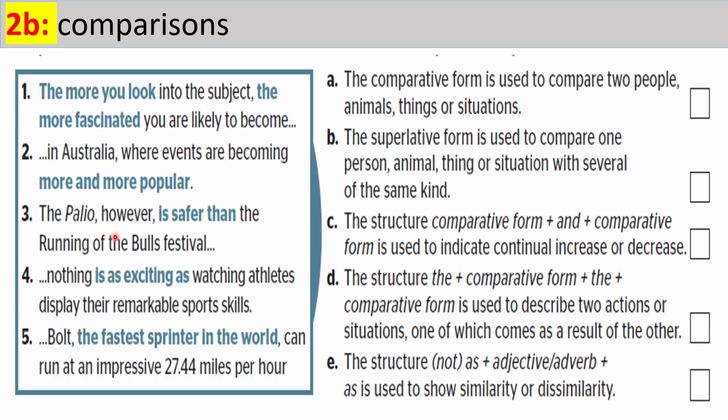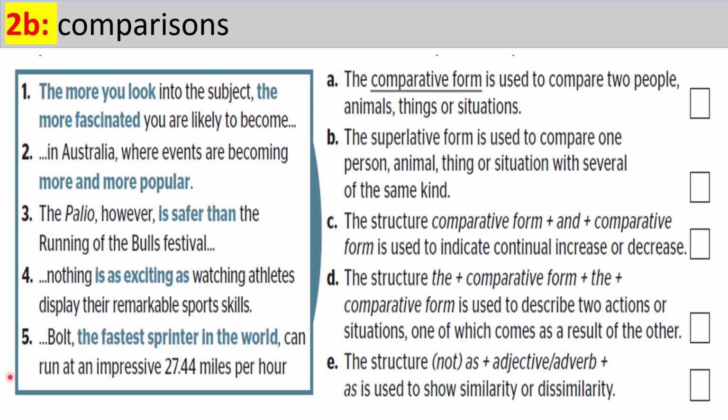Example 3, the Palio, however, is safer than the running of the Bulls Festival. Safer than. Number 4, nothing is as exciting as watching athletes display their remarkable sports skills. And finally, Bolt, the fastest sprinter in the world, can run at an impressive 27.44 miles per hour.